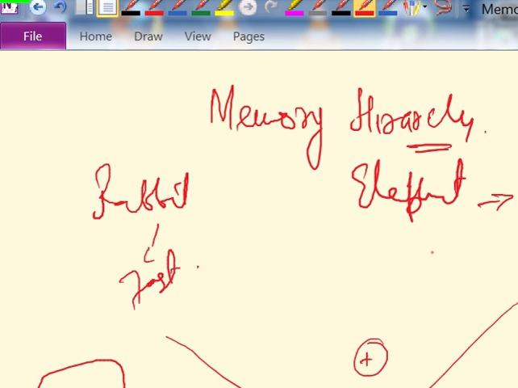Even if you have 10,000 lines of code, we know that at one time the CPU will be executing this line of code, then this line of code. Even sometimes I jump from one function to another function, still we have to work on that function. This is called reference of locality.